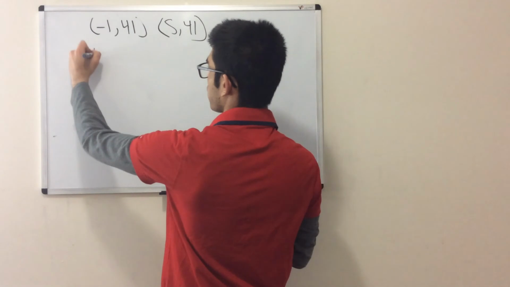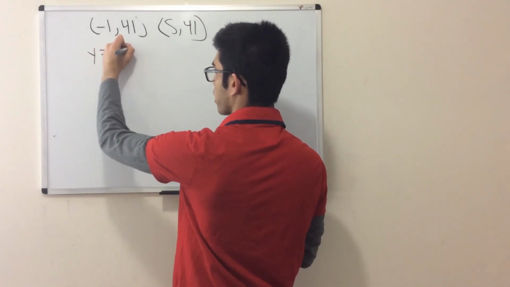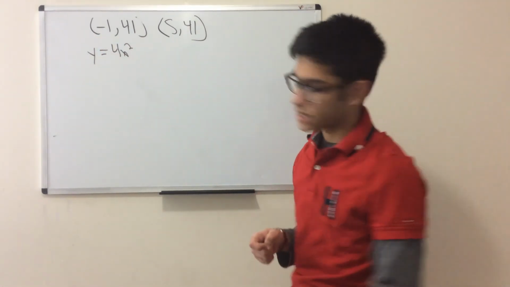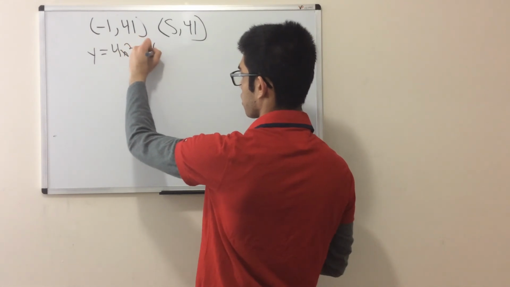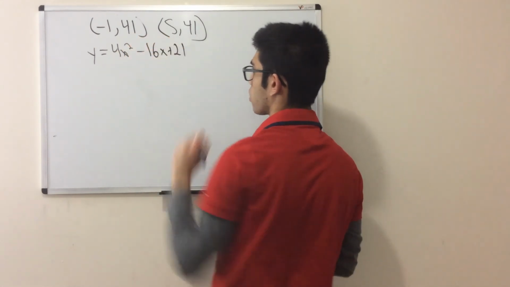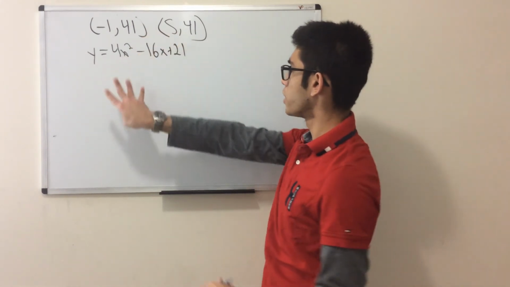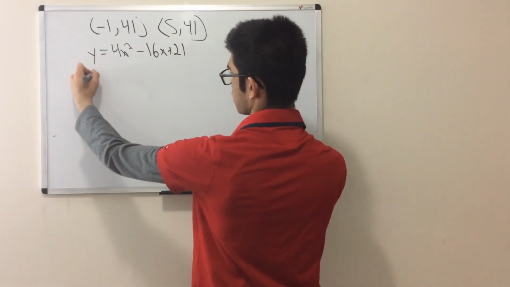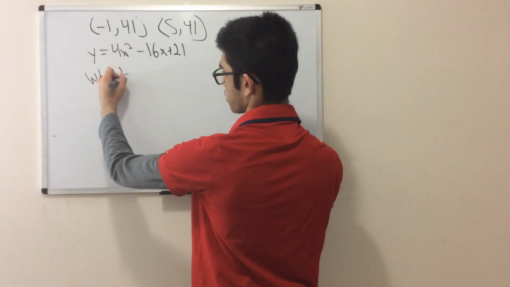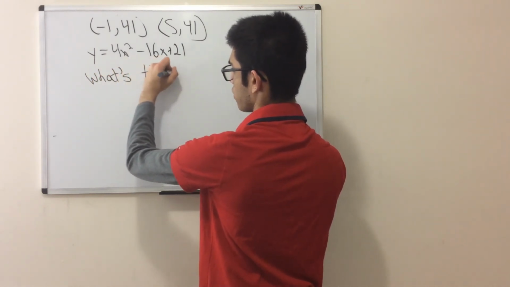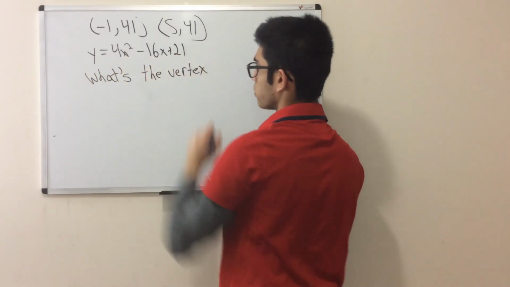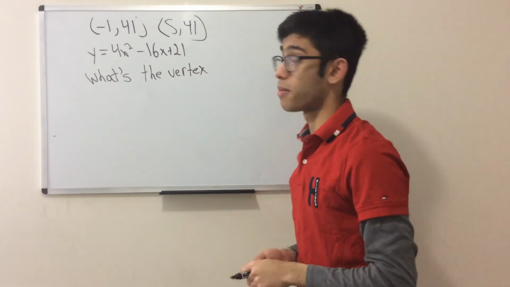It's y equals 4x squared minus 16x plus 21, right? So we have 2 points and we have the equation, and it wants us to find the vertex. What's the vertex, right? So you might be wondering, well, how do I go about this question?